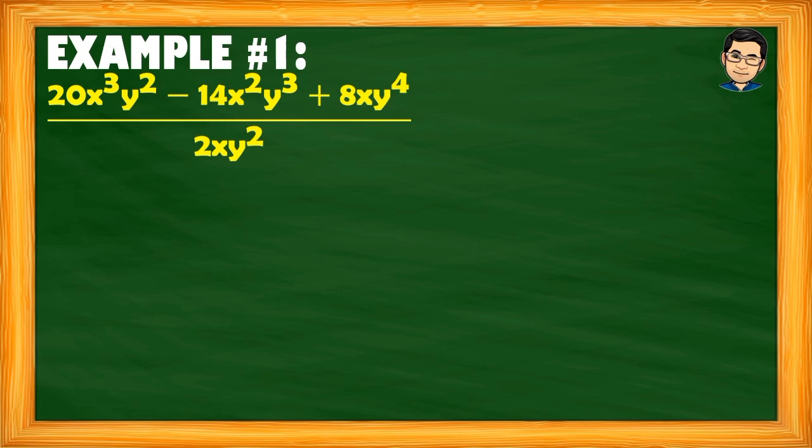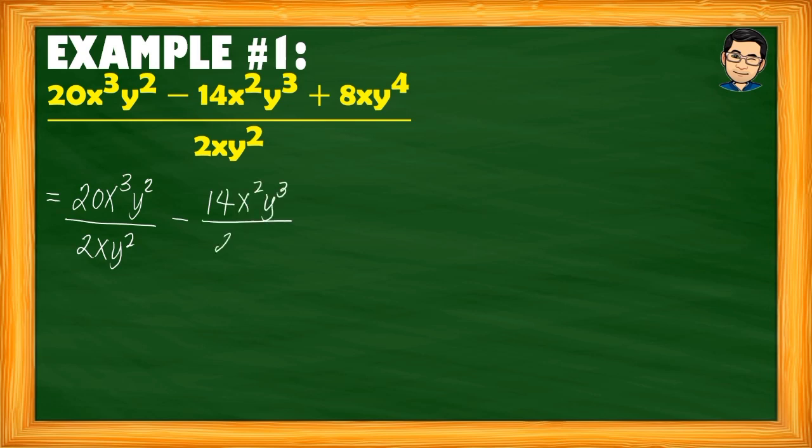So ang gagawin natin dito, i-divide natin yung bawat term ng given polynomial dun sa divisor, which is a monomial. So magiging ganito siya. 20x cubed y squared all over 2x y squared minus 14x squared y cubed all over 2x y squared plus 8x y to the 4th power all over 2x y squared.